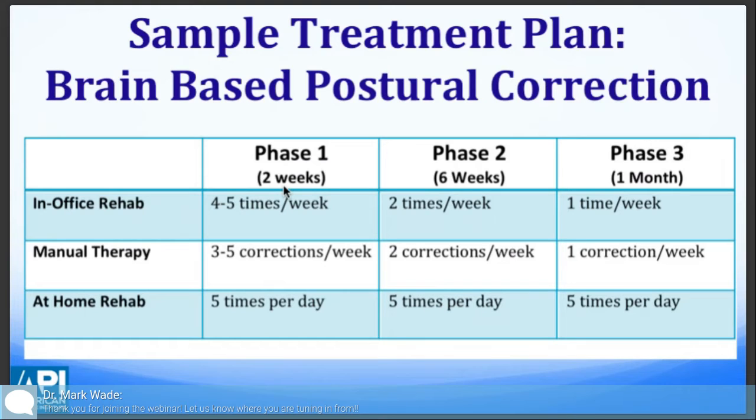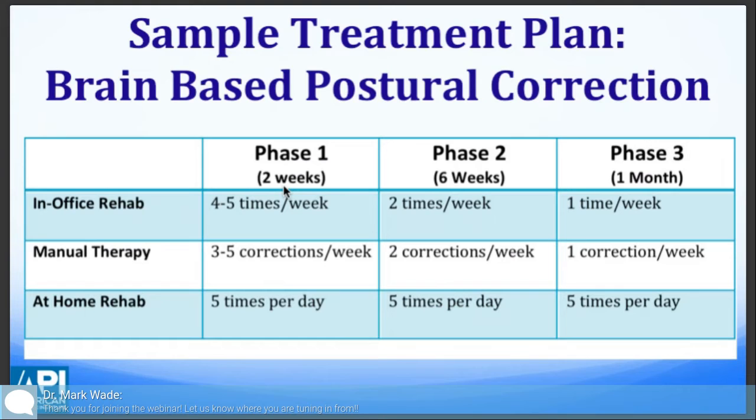And then manual therapy. So they're going to get 3 to 5 corrections per week, patient dependent. Now, if they've already gone through a structural phase of care in our office, then they're likely going to get just 1 to 2 adjustments per week, or manipulation of the spine, 1 to 2 per week. But if they have not gone through that structural phase, then it's going to be 3 to 5 corrections per week at the beginning in phase 1, which lasts 2 weeks.